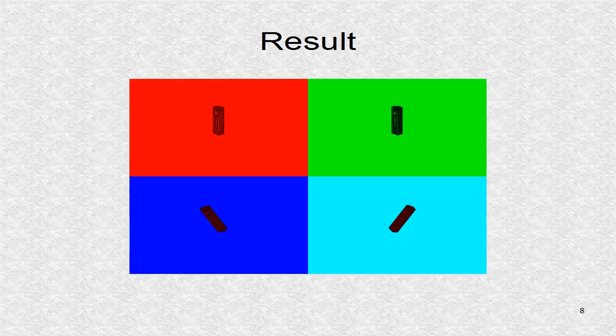8. This is the result. The two relative layouts in the first row are the reference. The second row shows rotation by 30 degrees and minus 30 degrees.